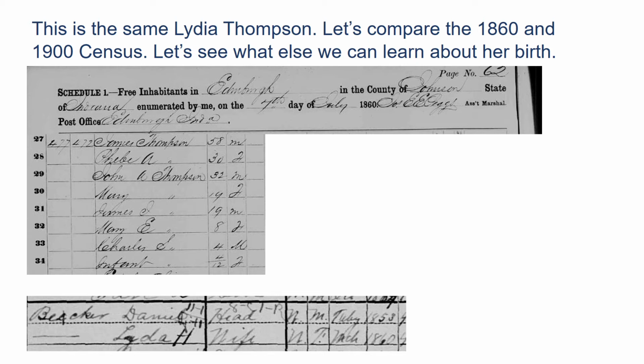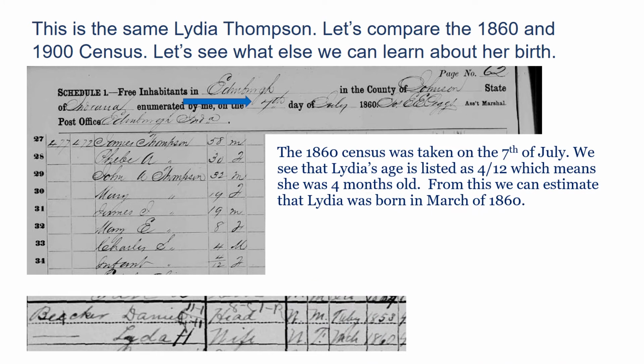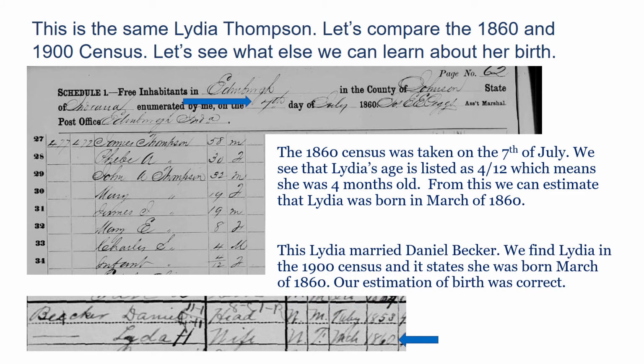This is the same Lydia Thompson. Let's compare the 1860 and 1900 census. Let's see what else we can learn about her birth. The 1860 census was taken on the 7th of July. We see that Lydia's age is listed as 4/12, which means she was 4 months old. From this, we can estimate that Lydia was born in March of 1860. This Lydia married Daniel Becker. We find Lydia in the 1900 census, and it states she was born March of 1860. Our estimation of birth was correct.